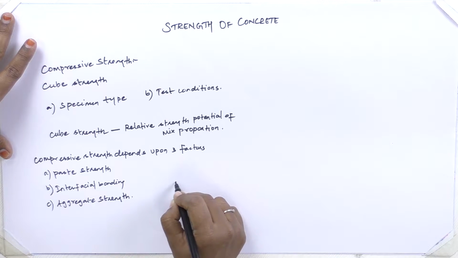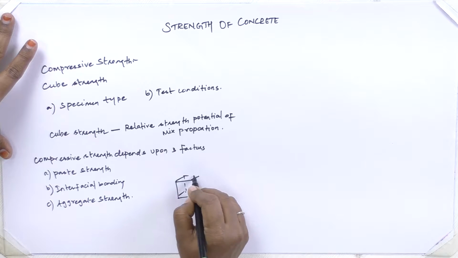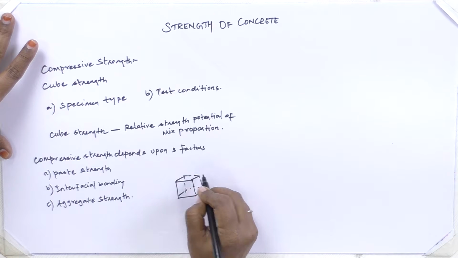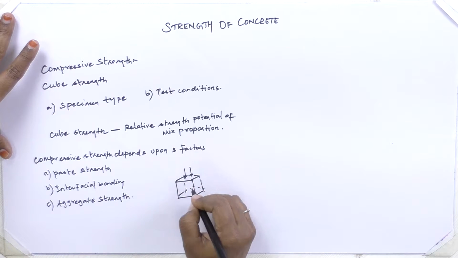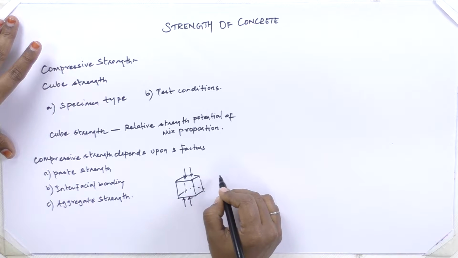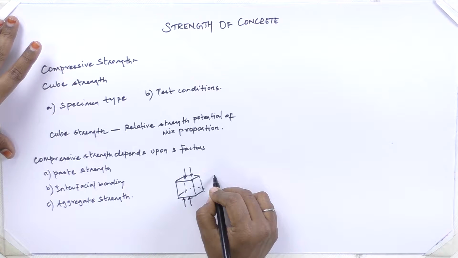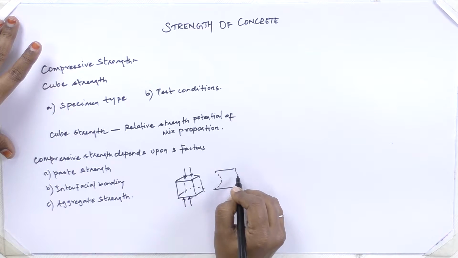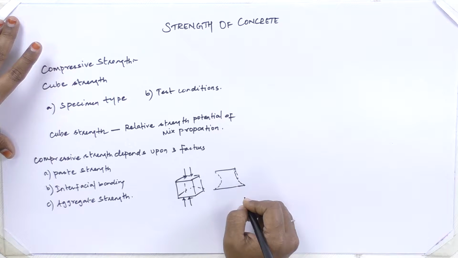Supposing I am testing a cube specimen. In the cube specimen, I am applying load on both the faces, and after applying my load, if I study the failure pattern, the failure pattern will be somewhat like this.